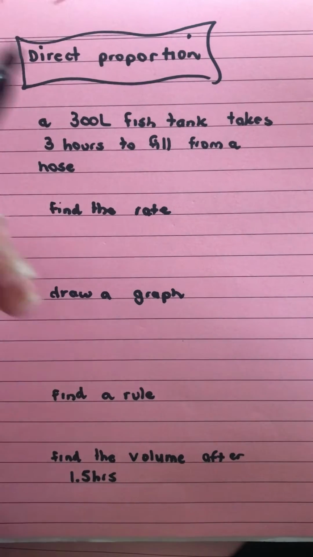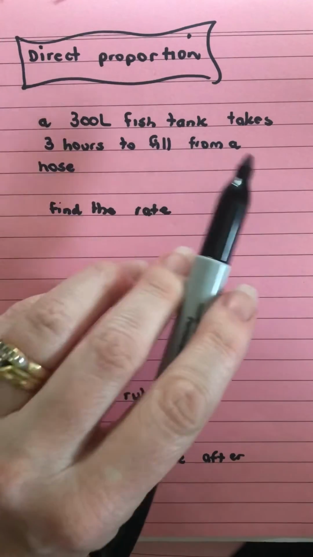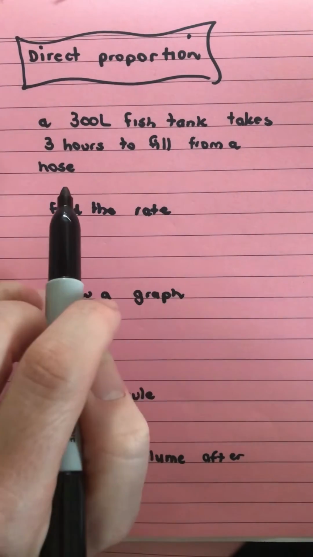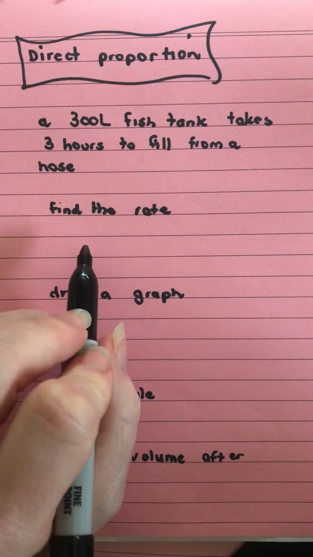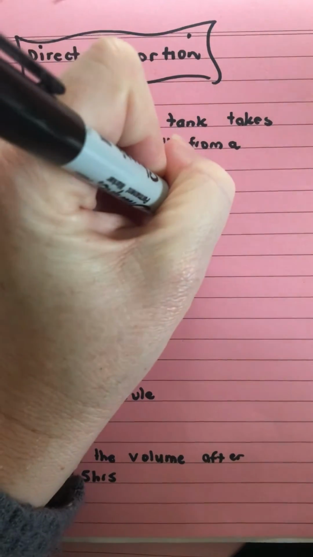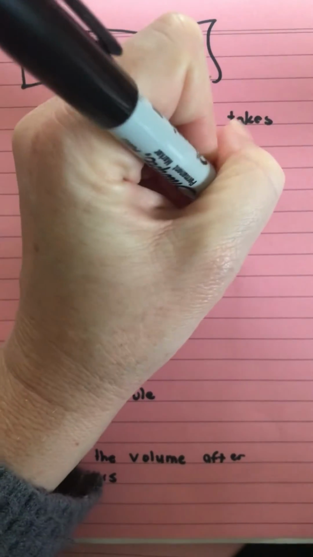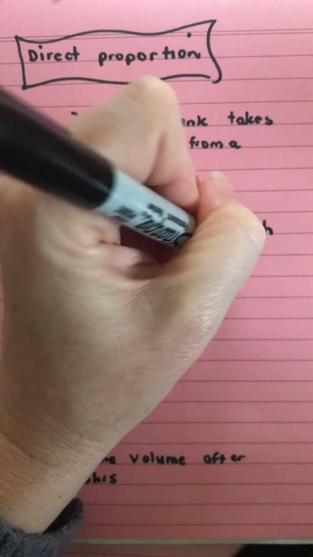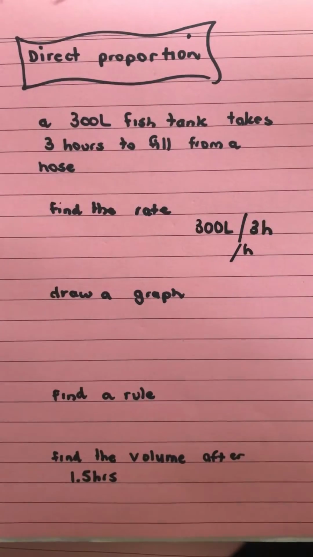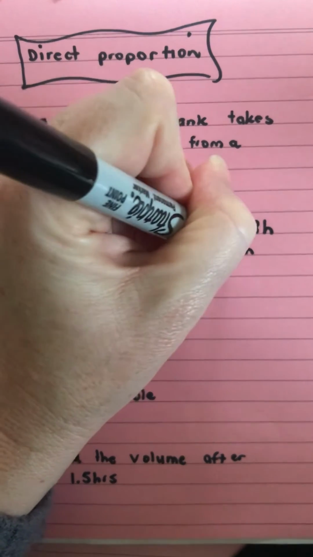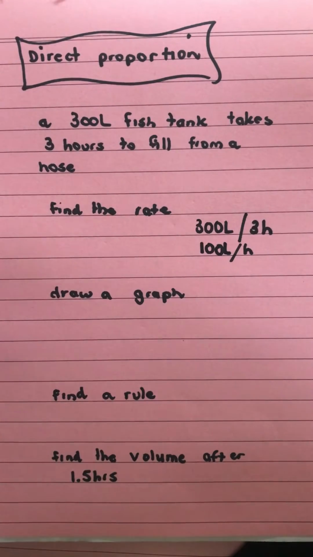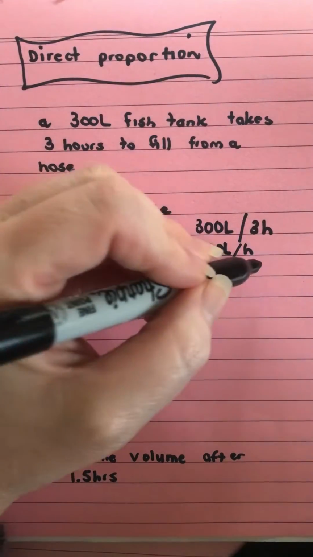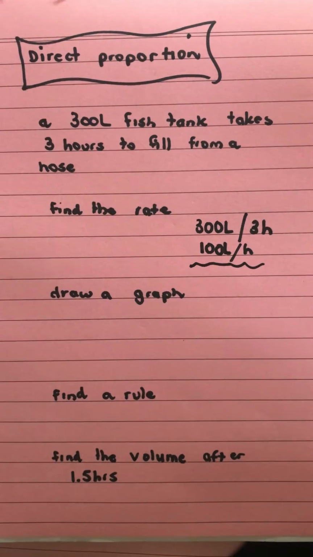So in this case, we've got a 300 litre fish tank, takes 3 hours to fill from a hose, and we want to find the rate. So we know that the 300 litres is for 3 hours. So for 1 hour, because when we want a rate, we always want it for 1 unit, that would be 100 litres. So it's 100 litres per hour would be the way we would describe the rate for that.